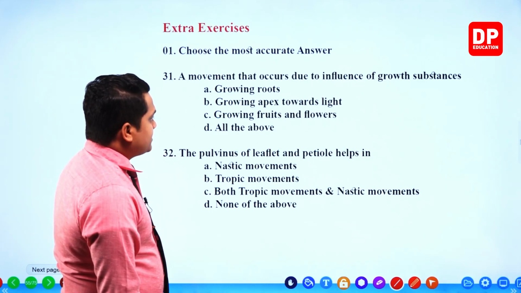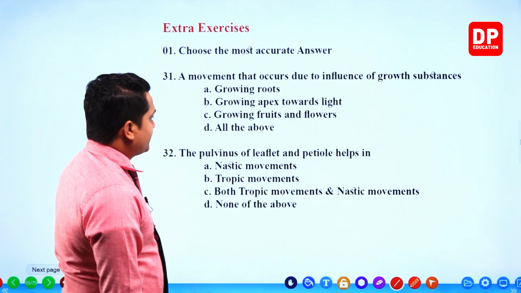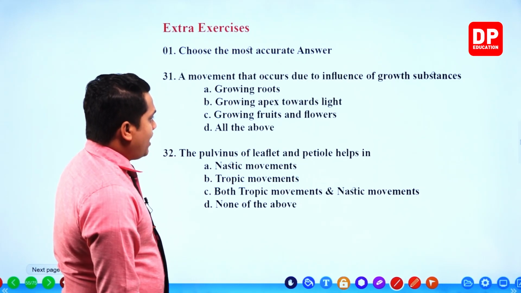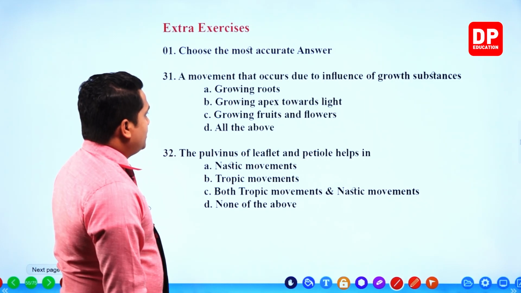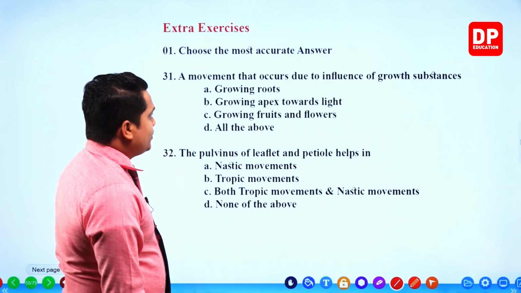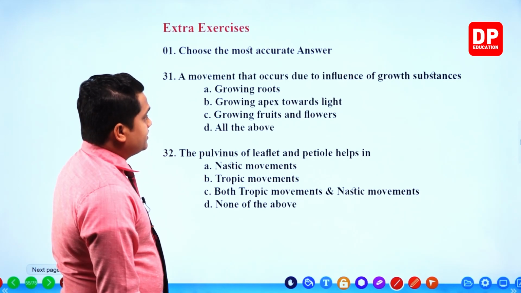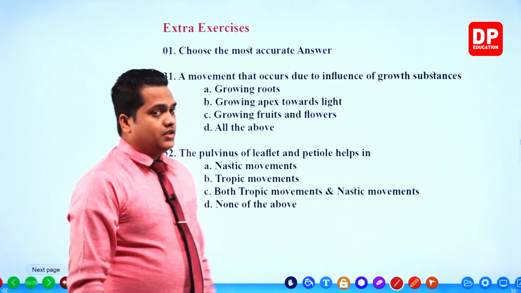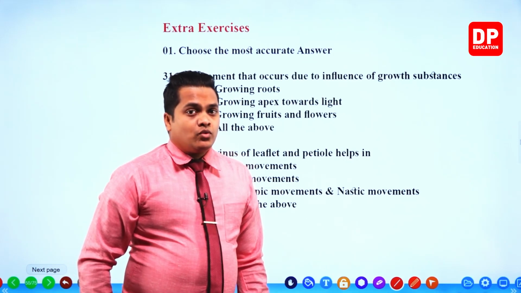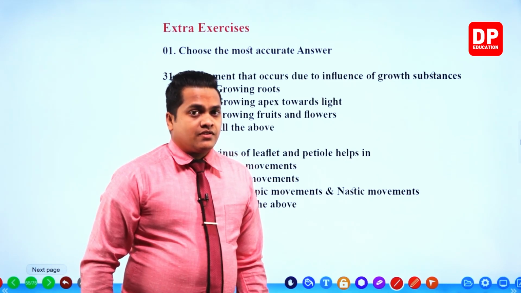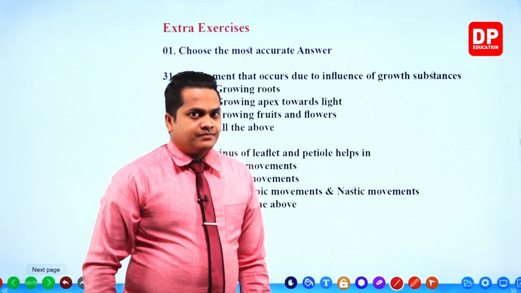Growing apex towards light. Growing fruits and flowers. All the above. A movement that occurs due to influence of growth substances. Growing roots. You know that growth of the roots is accelerated because of the cytokinins, right?